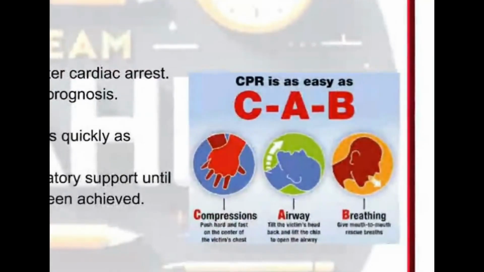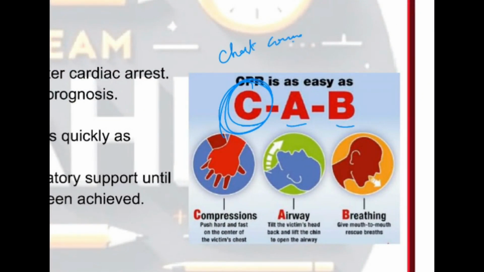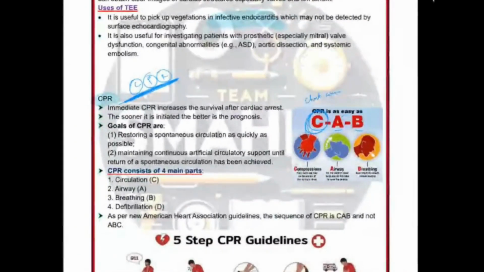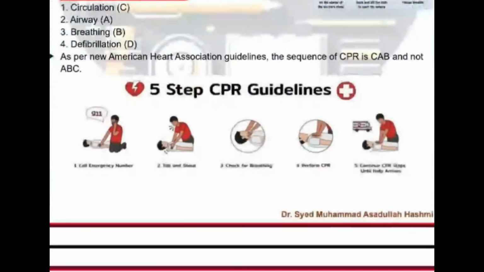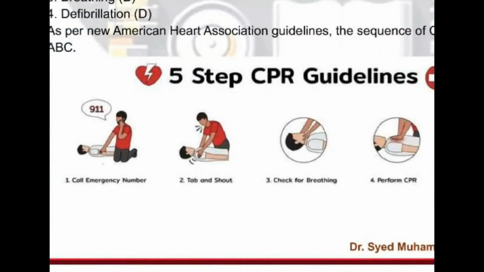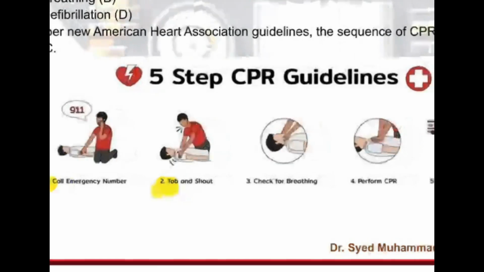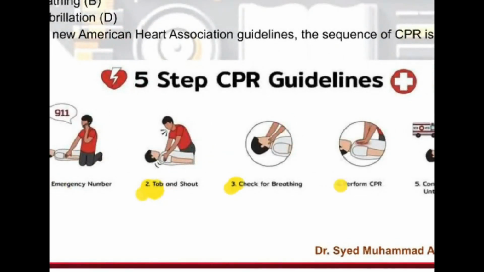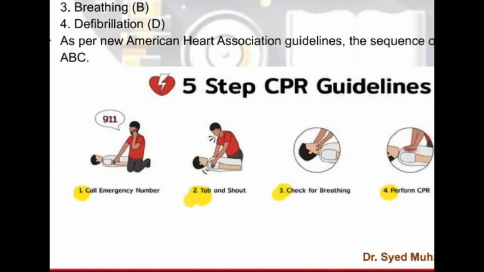How will you resuscitate? The American Heart Association says you should do CAB. Here C stands not for circulation but for chest compression: chest compression, airway, breathing. First you have to seek help. Call the emergency number. Then you tap on the shoulder of the patient and try to wake them up. If the patient is not waking up, check for breathing, then immediately start CPR. These steps are important. They will give you an MCQ about these 5 steps of CPR.